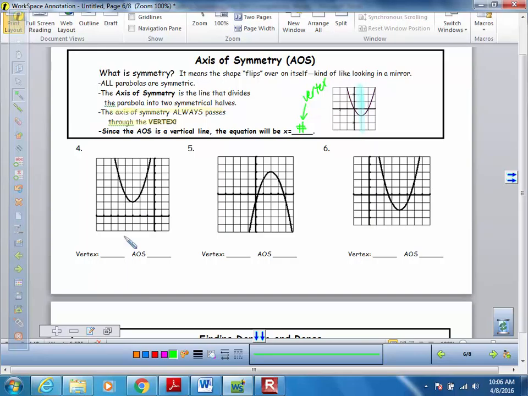So let's look at this vertex. Brianna, can you tell me how I would get to this vertex point? Where would I go from the origin? I would go which way? I would go up how many? Up 1, 2, and I would have to go to the left 1, 2, 3, right?